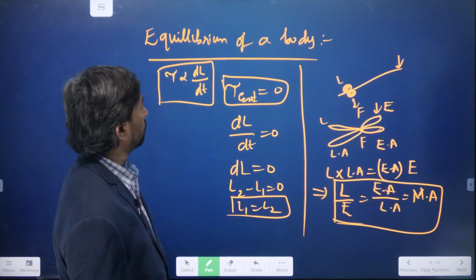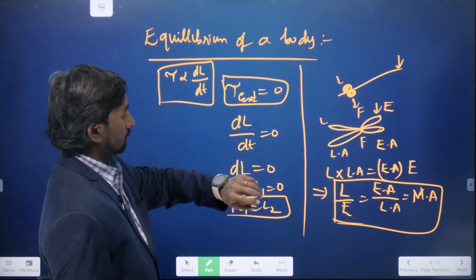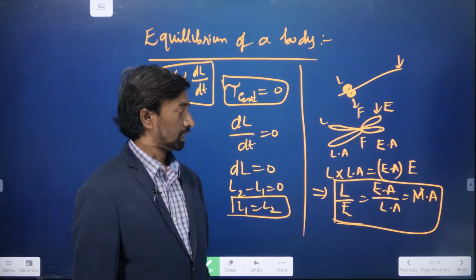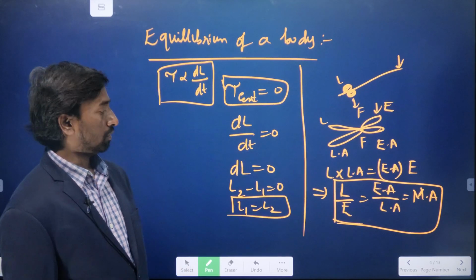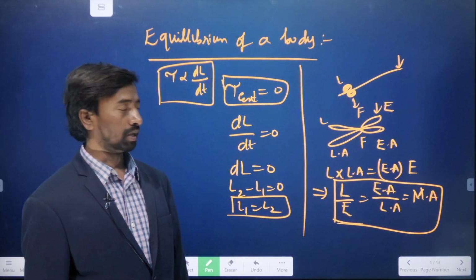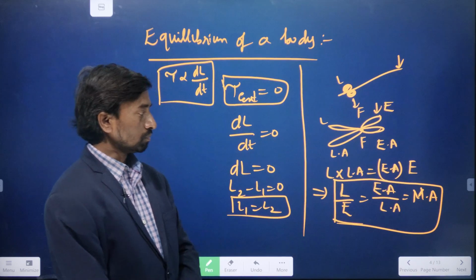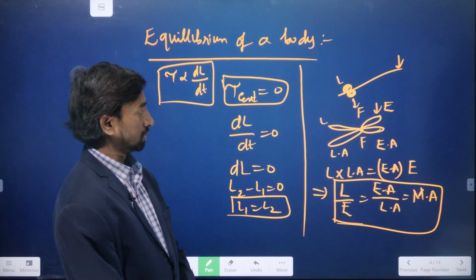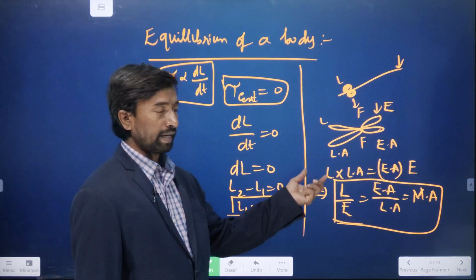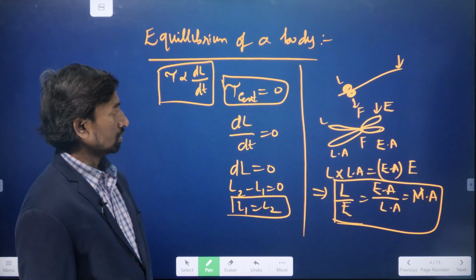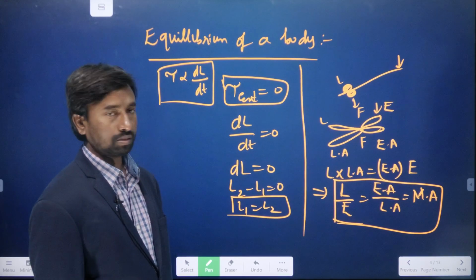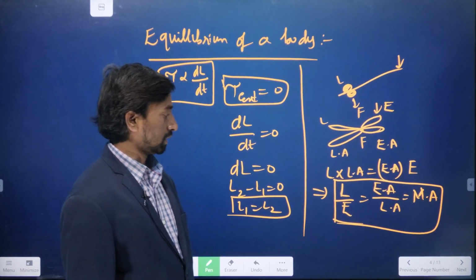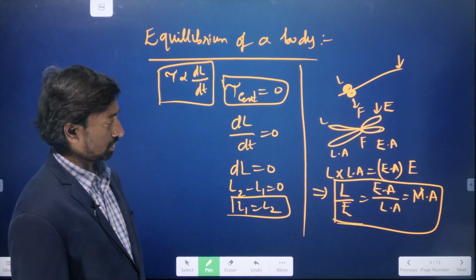Now this is about the equilibrium of a body and the different types of levers. In the first class lever we have seen the principle of moments and this mechanical advantage. So what is the principle of moments? The total moment acting on the body is 0. From that we get this mechanical advantage equation.